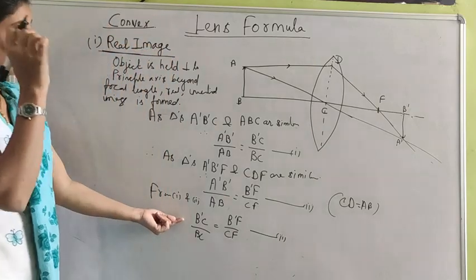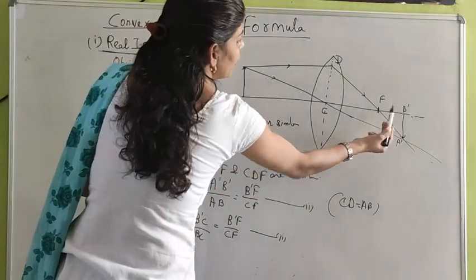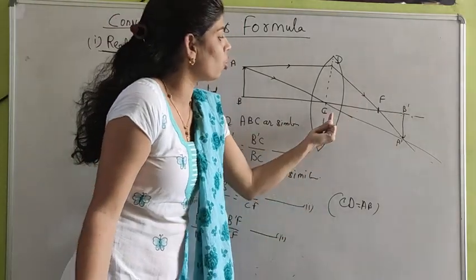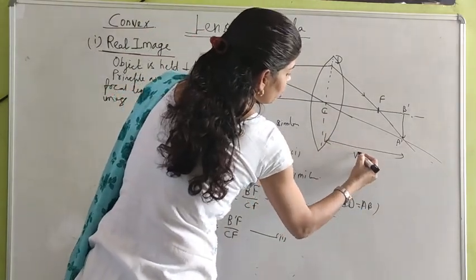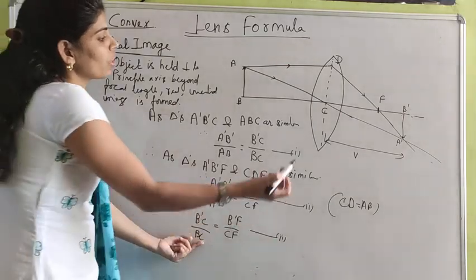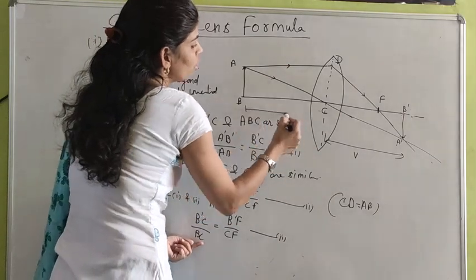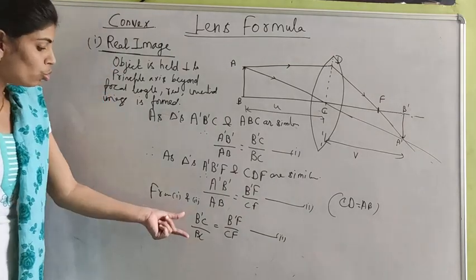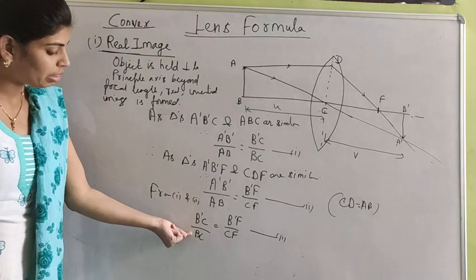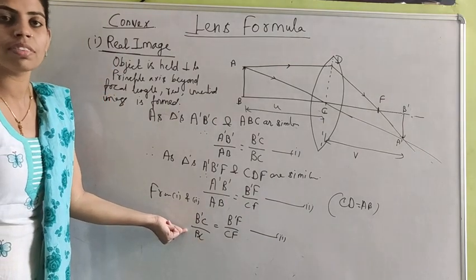Now you can see that B dash C is the image distance, from the image to the optical center. This is a fixed distance known as image distance. BC is also a fixed distance, known as object distance U. So we do not need to change these two distances because these are fixed distances.